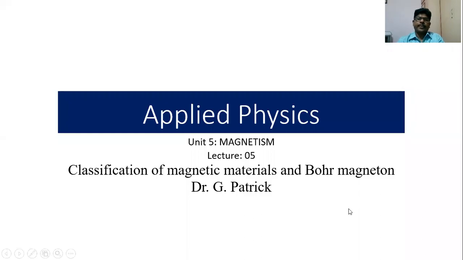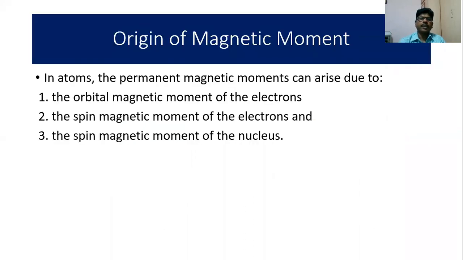In this lecture, we will be seeing the classification of magnetic materials and also what is Bohr magneton. This is Unit 5, Lecture 5. What is the origin of magnetic moment?